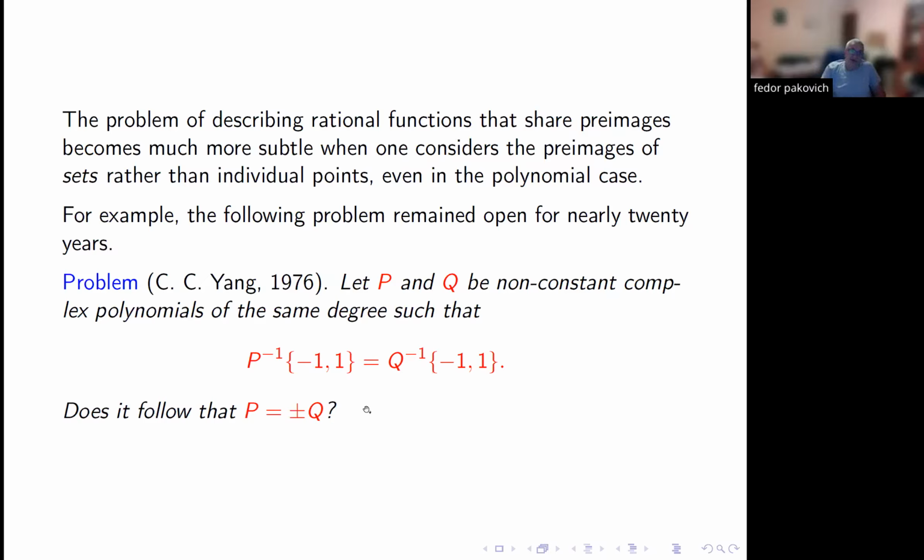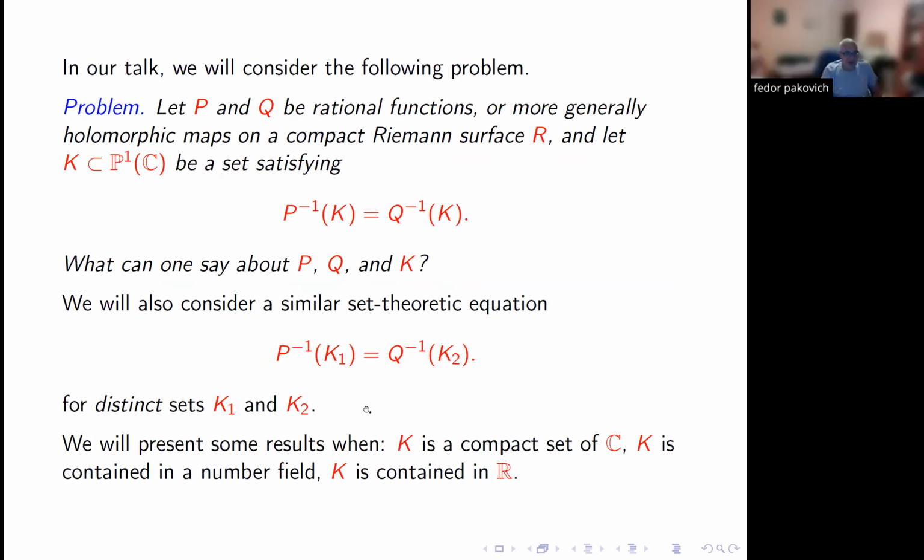So now let me formulate the main problem I will discuss today. So we start from 2 rational functions, or more generally from 2 holomorphic maps on a compact Riemann surface. And we take some set K, sorry, not compact, but just a set. And we assume that we have such an equality. So the question is the following. What can we say about these maps and the set K?